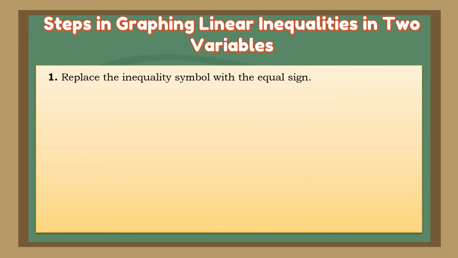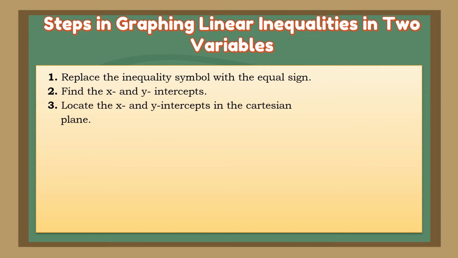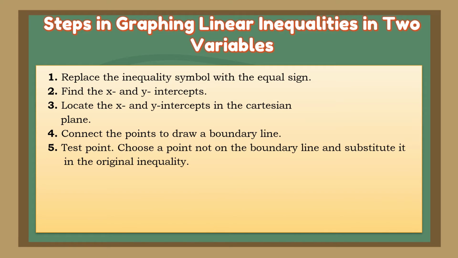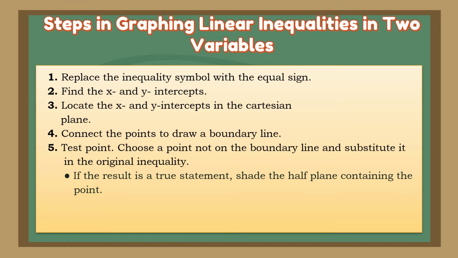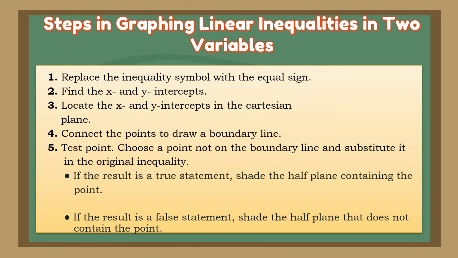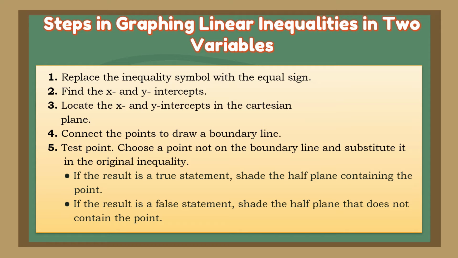Now, here are the steps in graphing linear inequalities. First, replace the inequality symbol with the equal sign. Next, find the x and y intercepts. 3. Locate the x and y intercepts in the Cartesian plane. And 4. Connect the points to draw a boundary line. 5. Test point. We choose a point not on the boundary line and substitute it in the original inequality. If the result is a true statement, shade the half plane containing the point. And if the result is a false statement, shade the half plane that does not contain the point.